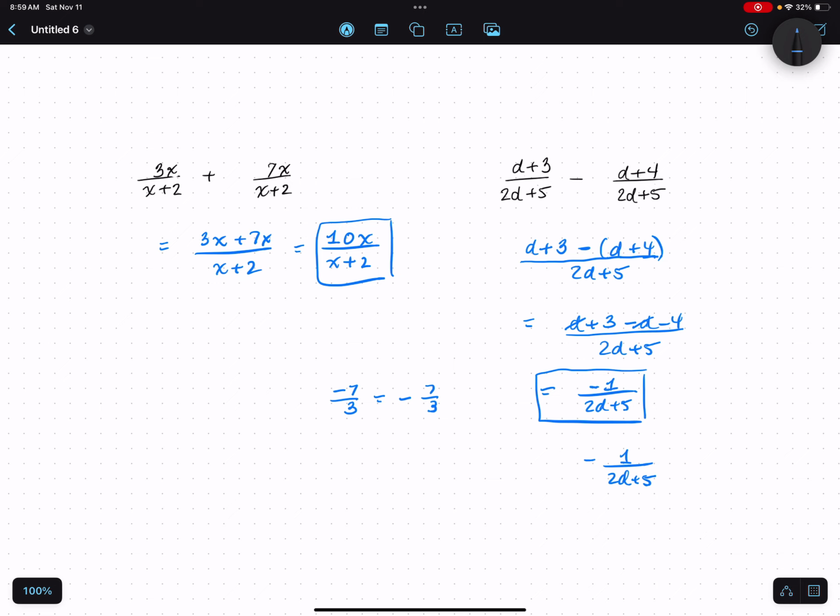So there's an introduction to adding fractions with like denominators. We'll move on from this and go to unlike denominators in the next video.